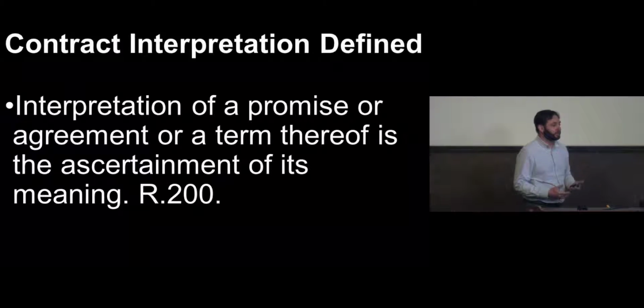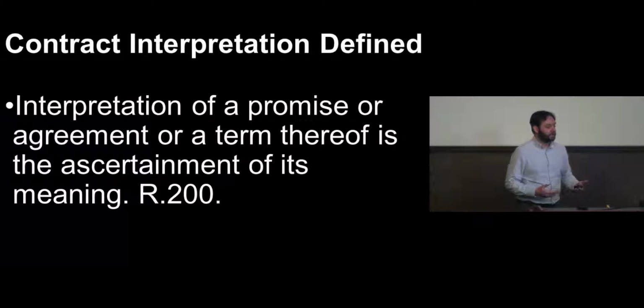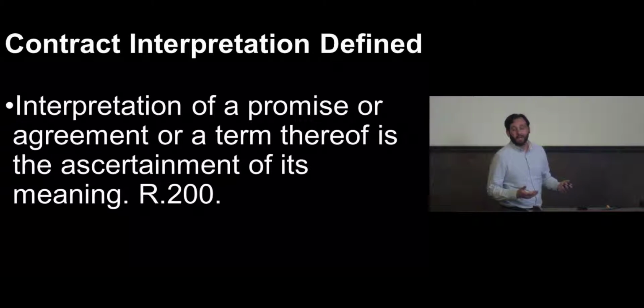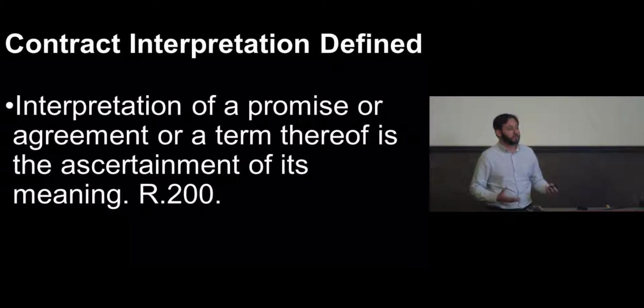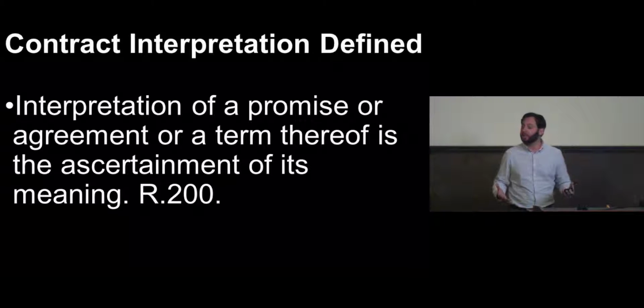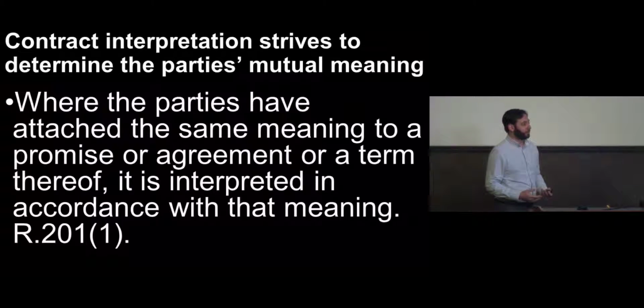The interpretation of a promise or agreement is the ascertainment of its meaning. Okay, that's a not very helpful definition. Sure, the interpretation of a contract is the ascertainment of its meaning. Where does the meaning of contracts come from? We have to dig a little deeper.